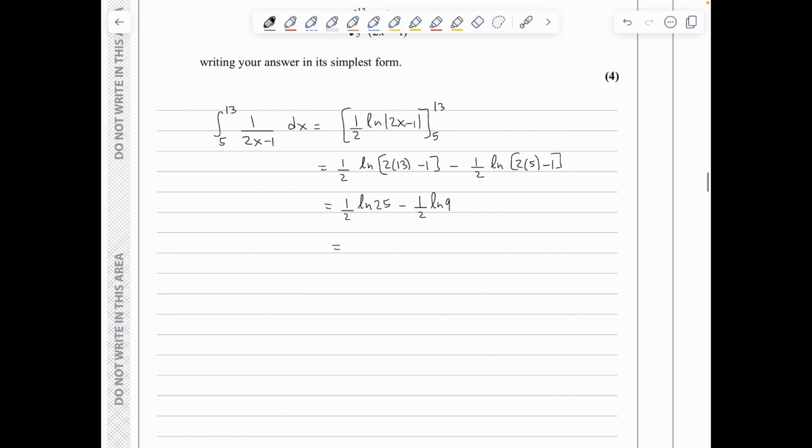So this is giving me a half ln of 25 over 9, but I'm not done. There's a simpler form I need to arrive at. I can take the half up as a power, so we're looking at ln of (25 over 9) raised to the power of a half, which gives me ln of 5 over 3, which is the final simplified answer.